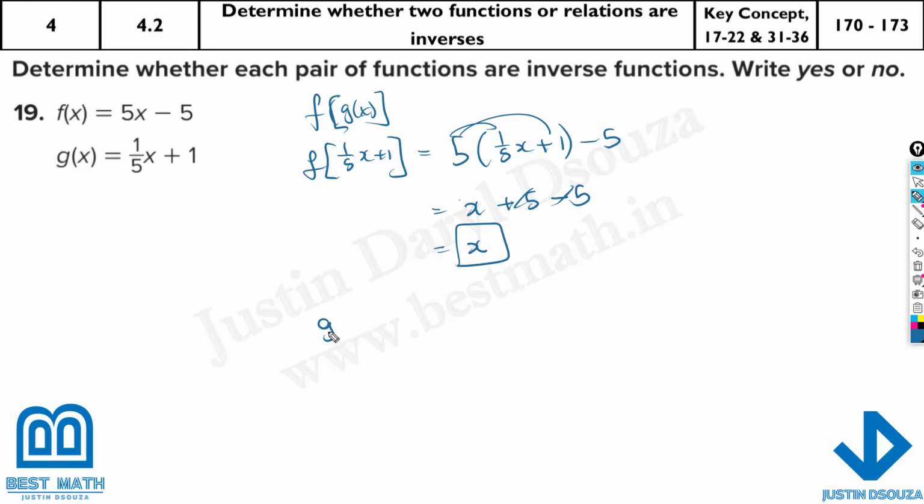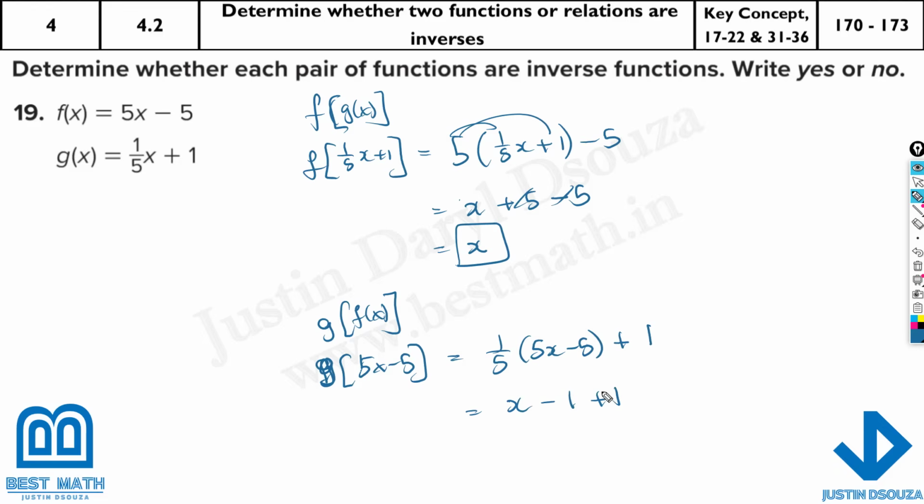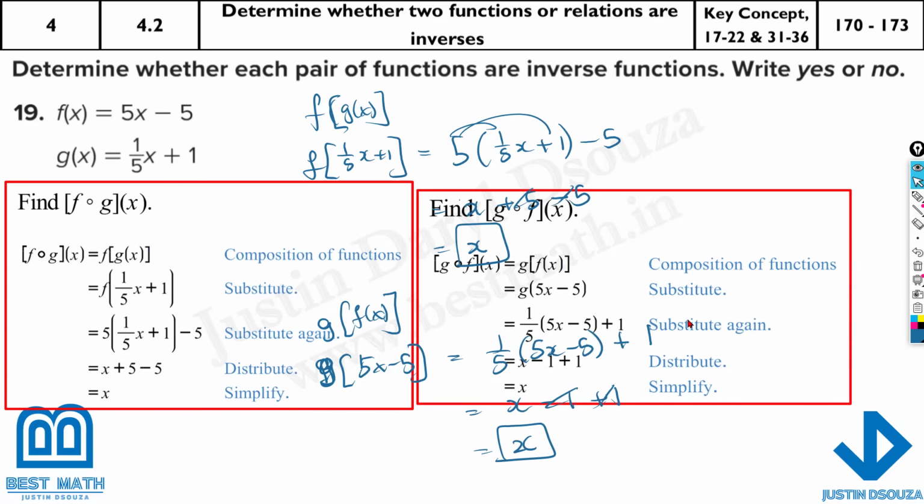Let me just quickly do it. g of f of x. Since it's a written exam, I'm just going to do both: the composition of f and g, and g composition of f as well. So this is going to be, f of x is 5x minus 5. That is equal to 1/5 of, what is x now here? 5x minus 5, plus, now plus 1 is remaining. So 1/5 multiplied by 5x will be x, minus 1 plus 1, because 1/5 times minus 5 will be minus 1. Cancels off, it's x. So yes, they are inverse of each other. That's it.